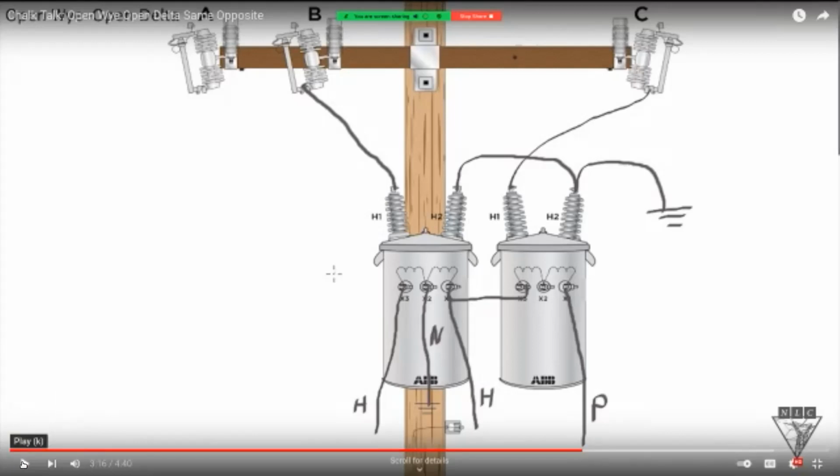Okay. And he said power leg is 1.5 coils away from what?